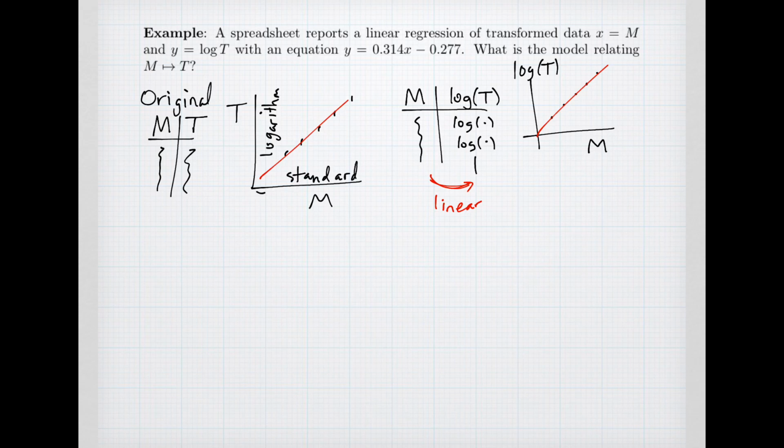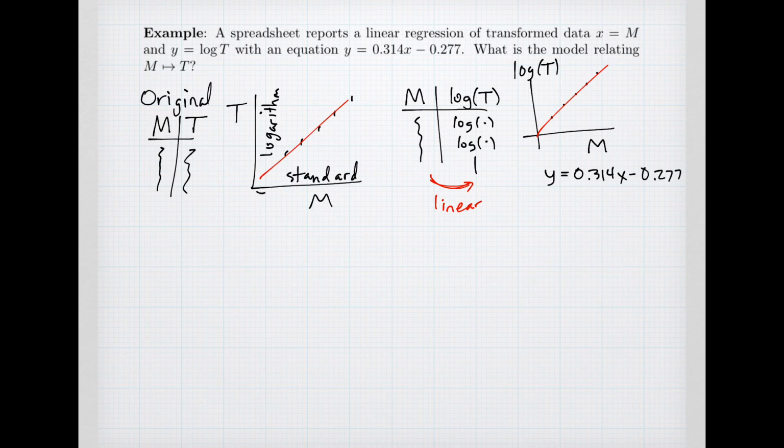And when I ask the spreadsheet to tell me the equation of that regression line, that's when it gives me this equation. It says y equals 0.314x minus 0.277, except that the spreadsheet doesn't know that my actual variables are not x and y. So that's the first step for me.